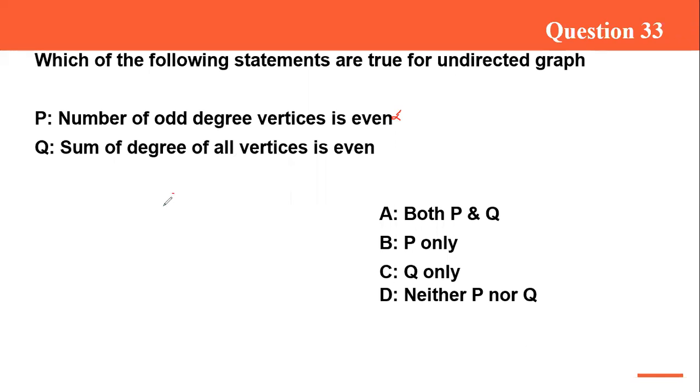Number of odd degree vertices. If I draw a graph, let us assume this is a graph I have, with 4 elements. If I connect all of them, how many nodes have odd degree? None of them. If I connect like this, then this has degree 3, this has degree 2, this has degree 3, and this has degree 2. Odd degree vertices are 2, so it's an even number.